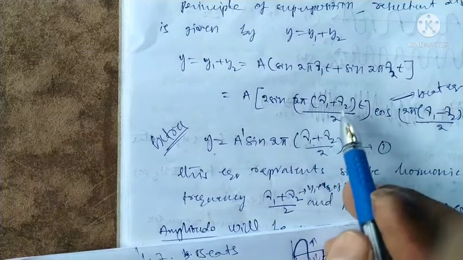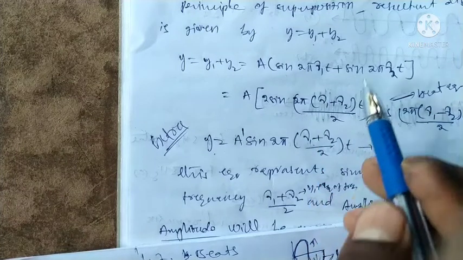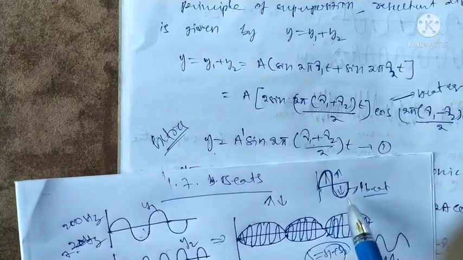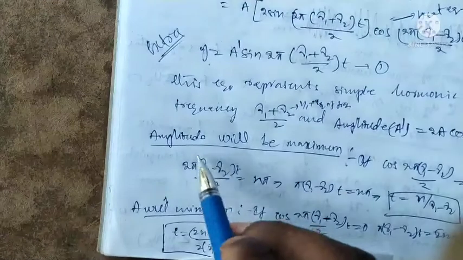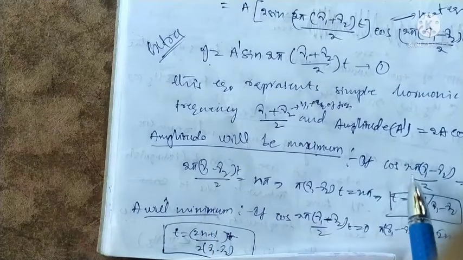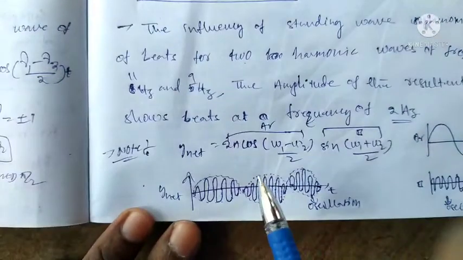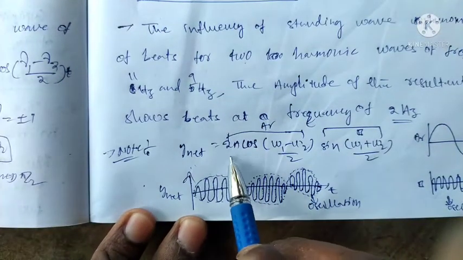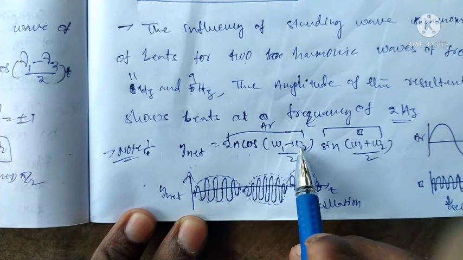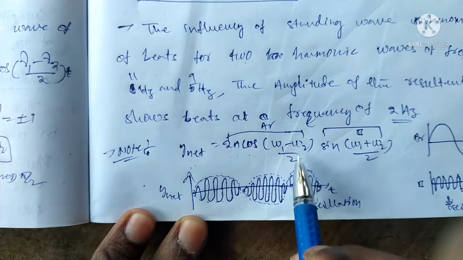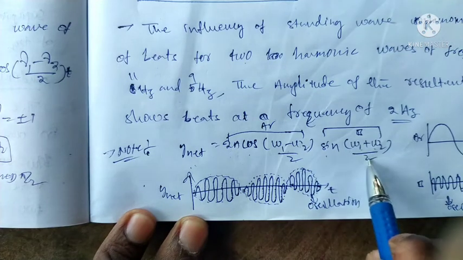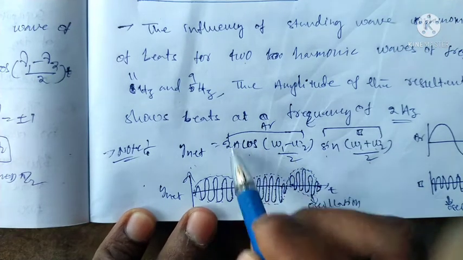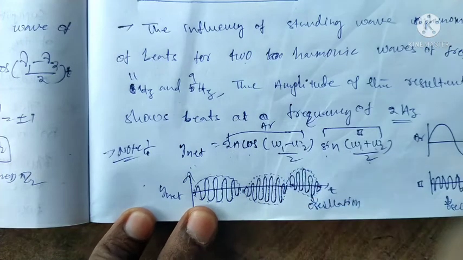Comparing this, we see when the amplitude is maximum and when it is minimum. The resultant is 2a cos of (omega 1 minus omega 2) by 2 times sin of (omega 1 plus omega 2) by 2 into t. Suppose we take this parameter; the graph is like this.